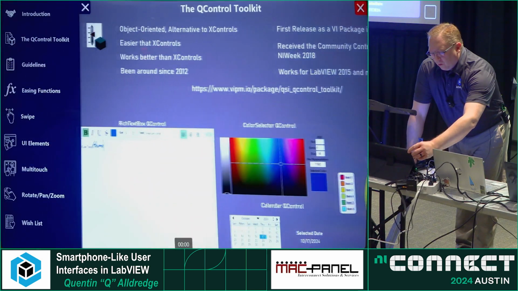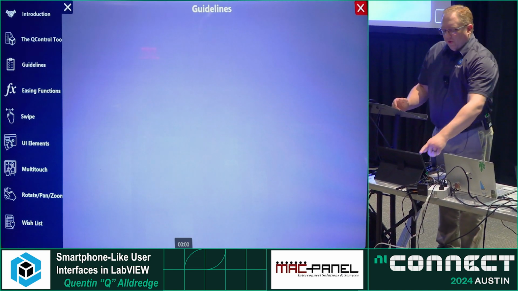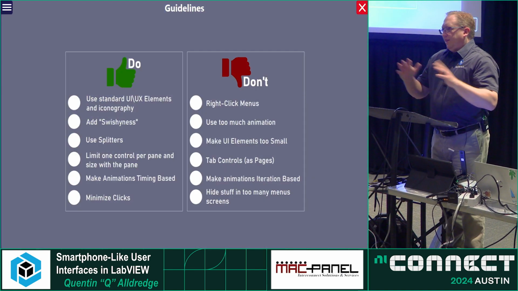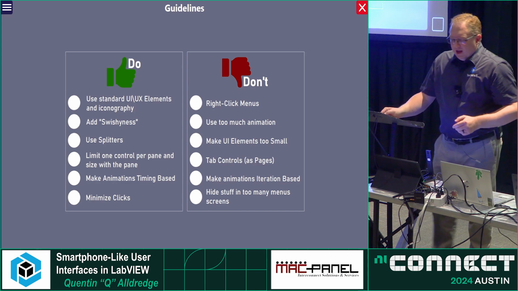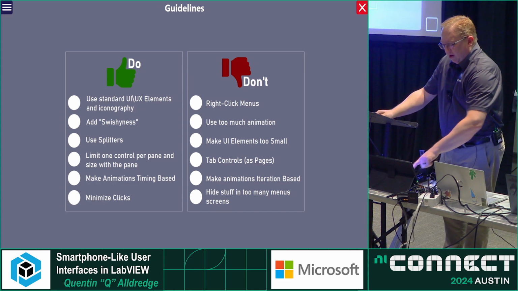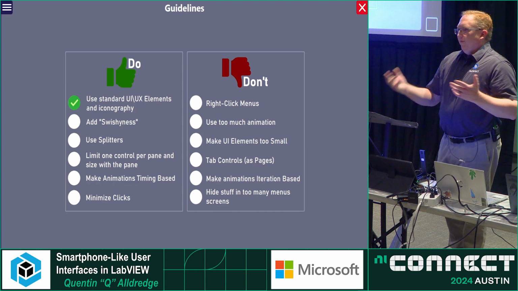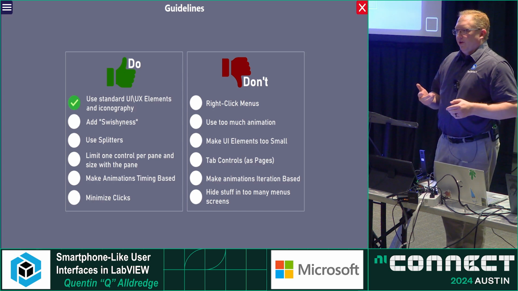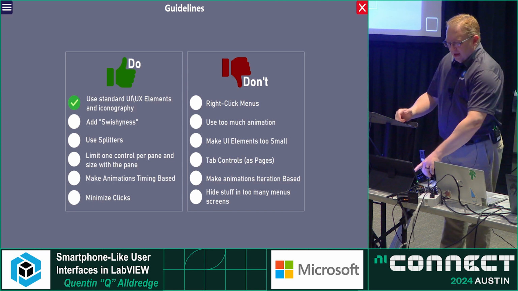So what I actually want to talk about today is creating a user interface that is ideal for a touchscreen, very similar to what you're used to on smartphones, tablets, things nowadays. Some of the do's are: use standard iconography. Don't try to reinvent stuff. People are used to how menu buttons look. They're used to how power buttons look. They're used to those kinds of things.